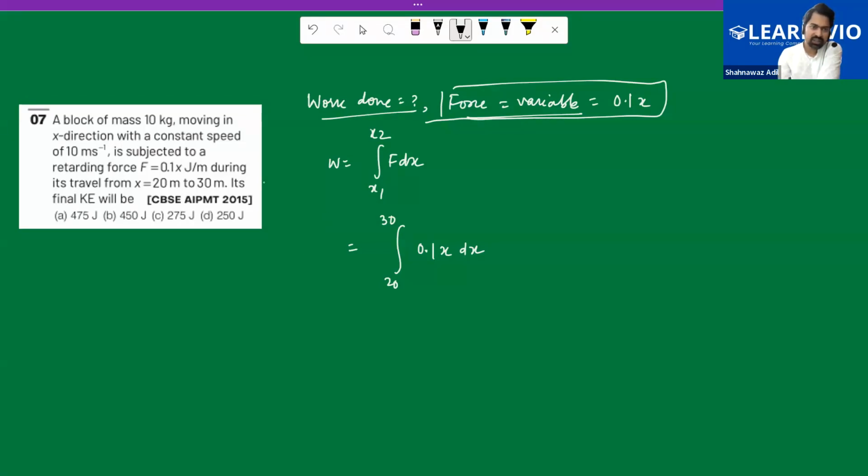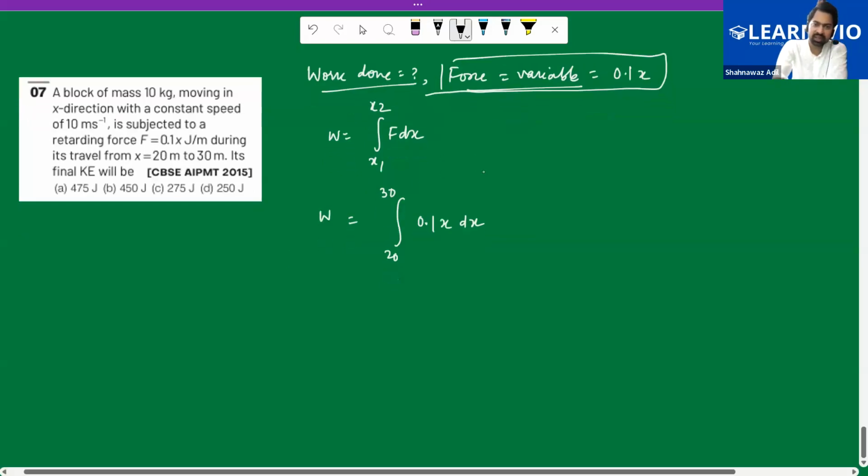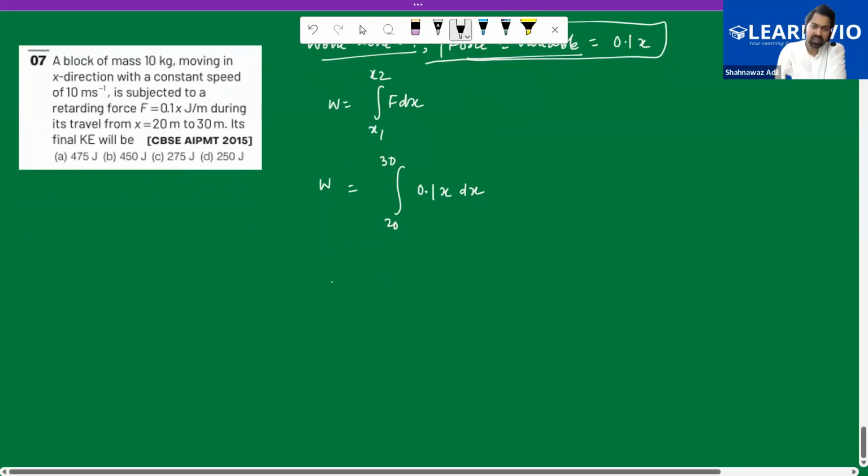And what else is given? A block of 10 kg moving in x direction with a constant speed of 10 meter per second is subjected to a retarding force. Its final kinetic energy, right? So this is the work done. Let's find out the work done first, and then we will use the other idea.